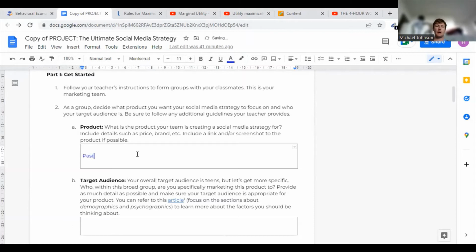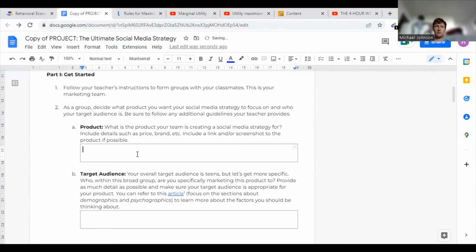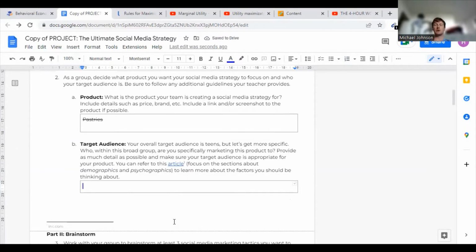Pastries, okay, great. So pastries here, and then target audience. What would be your target audience for pastries? Feel free to write in the document; if you come into the document, feel free to make changes. What would be the target audience that makes most sense for pastries?